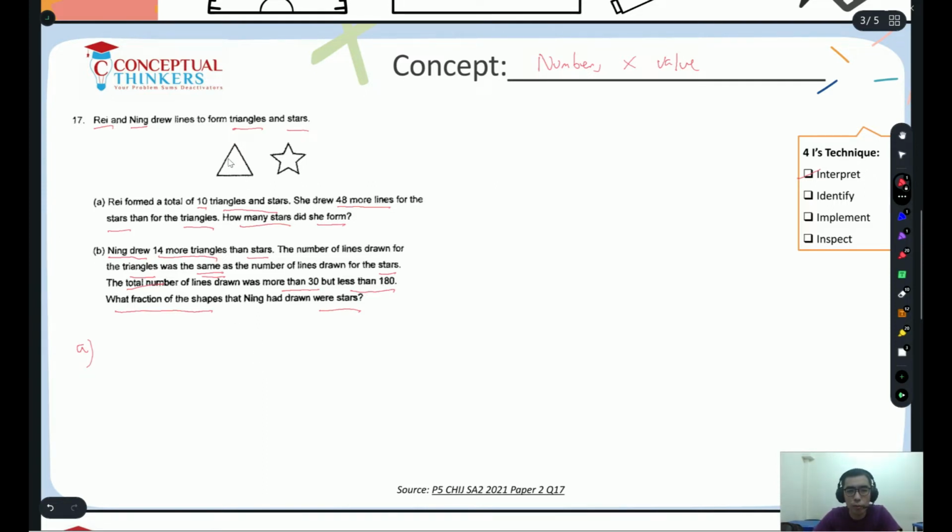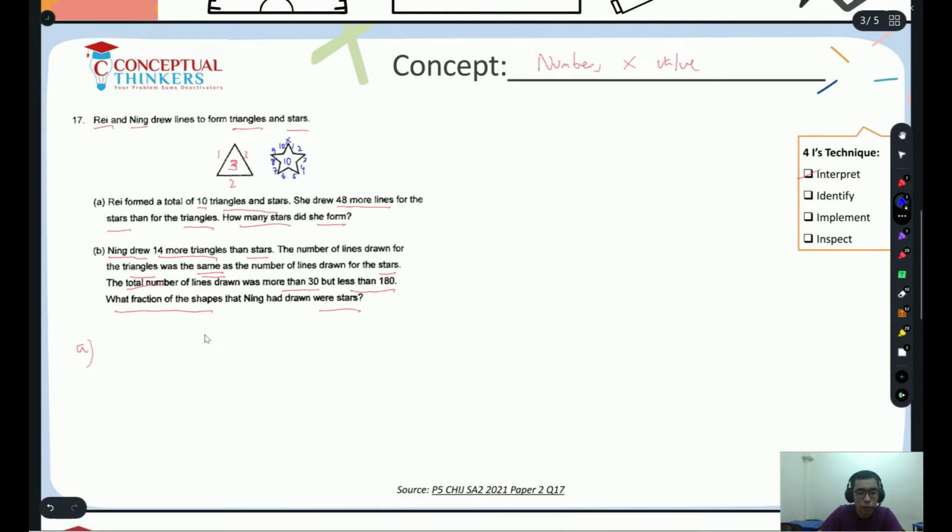Before we do that, we need to know the number of lines to create a triangle. So we have 1, 2, 3. This means that for a triangle, we're going to draw 3 lines. Then for the star it will be a bit tricky. Let me use another color. Let's start from this point here. 1, 2, 3, 4, 5, 6, 7, 8, 9, 10. So we're going to have to draw 10 lines to form a star.